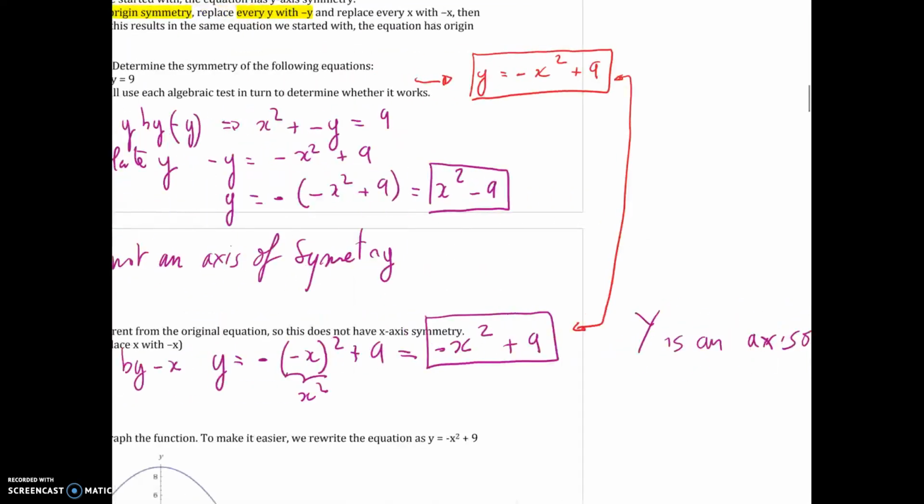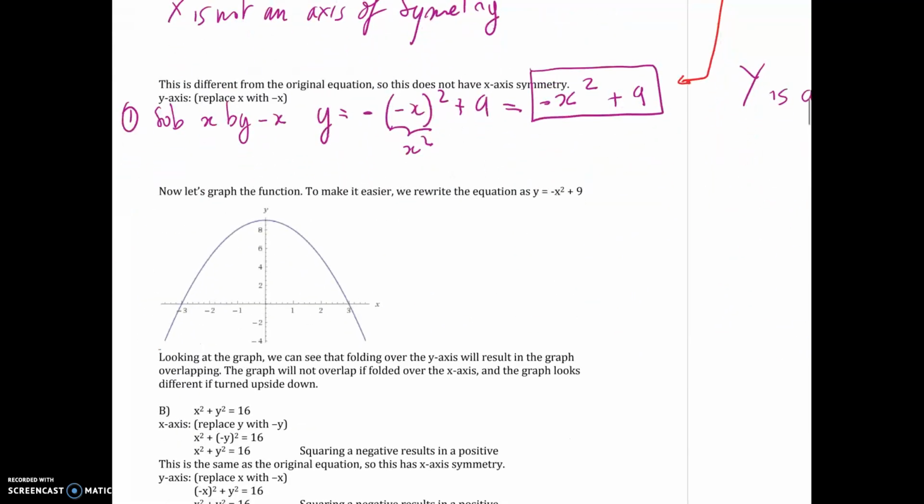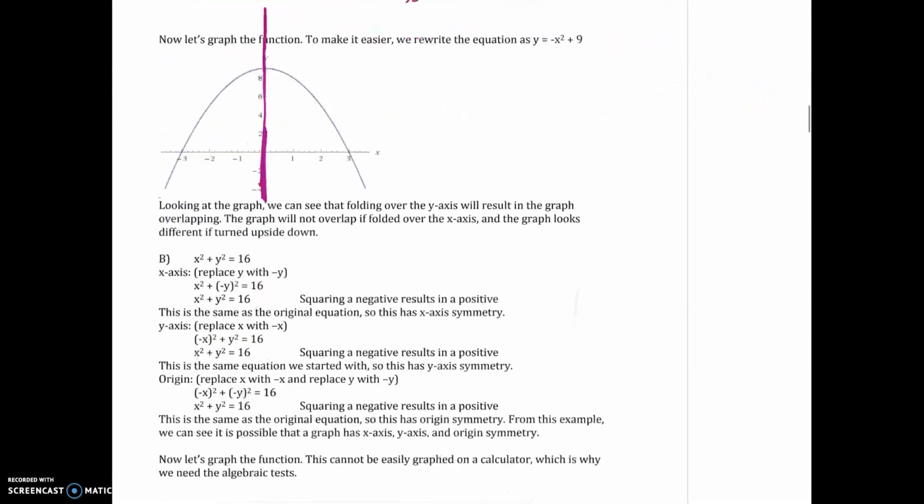Okay? All right. If I decide to graph, I can clearly see that y is an axis of symmetry. If I fold regarding the axis y, I can clearly overlap. But if I fold over the x-axis, I can see it's not overlapping. So therefore, I can clearly say that yes, even graphically, I can see that y is an axis of symmetry and x is not. Okay?